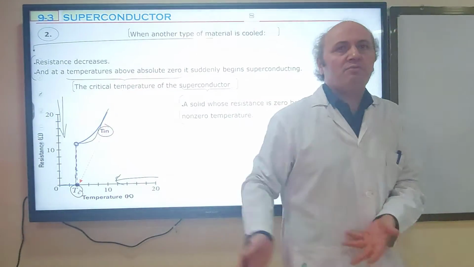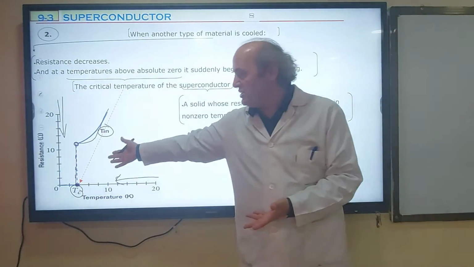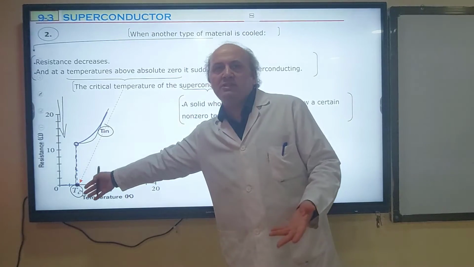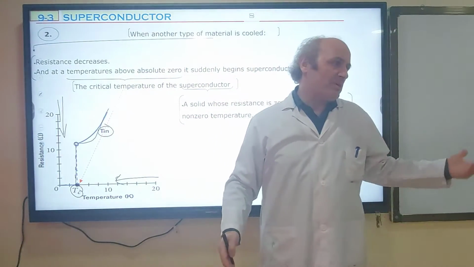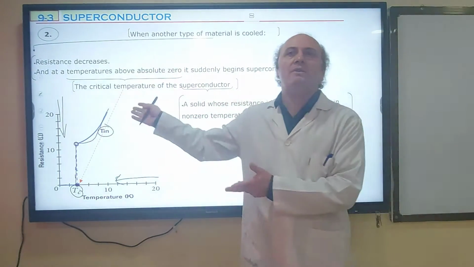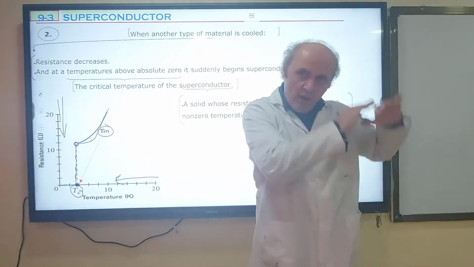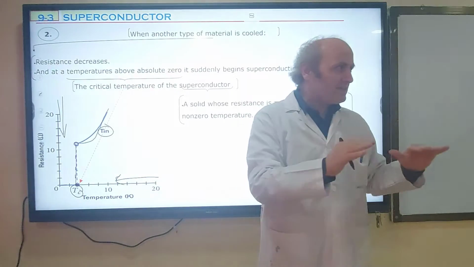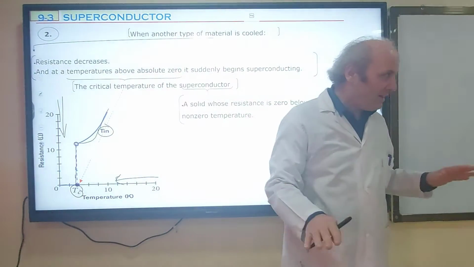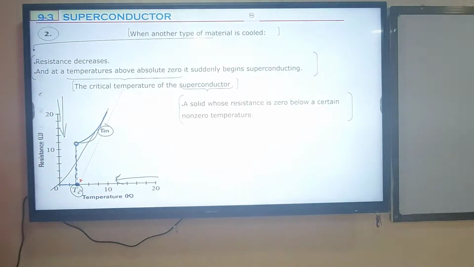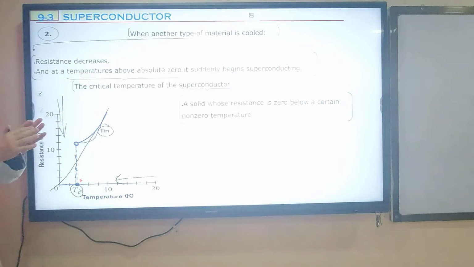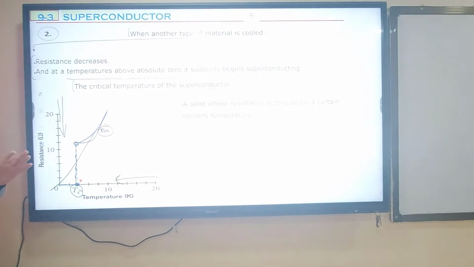For example, I don't know exactly, but for tin it is 7 Kelvin, for another material it can be 10 Kelvin, for another one it can be 20. When the temperature falls below this temperature, that substance becomes a superconductor. So at the critical temperature, tin suddenly becomes a superconductor. Now we will talk about what happens, okay?